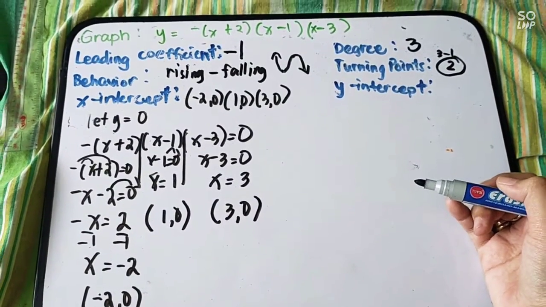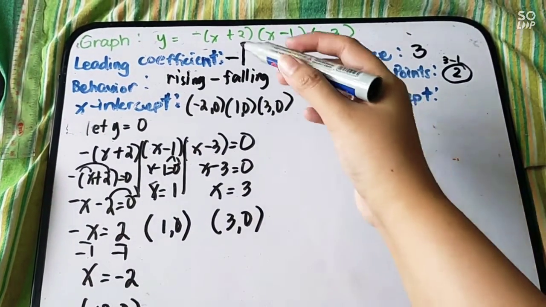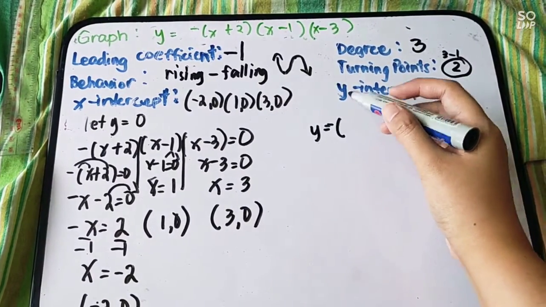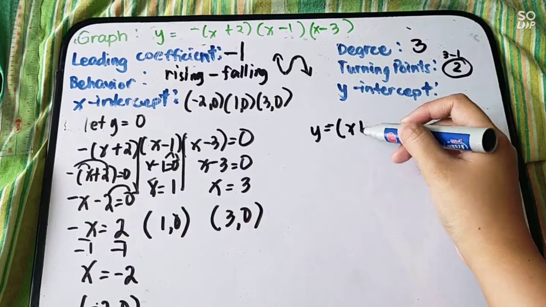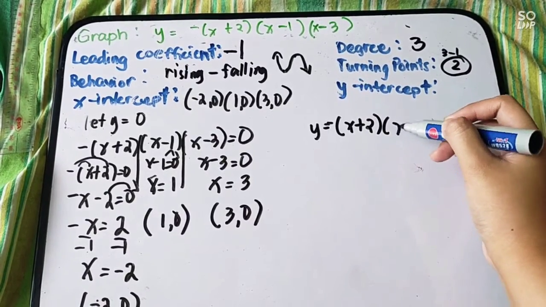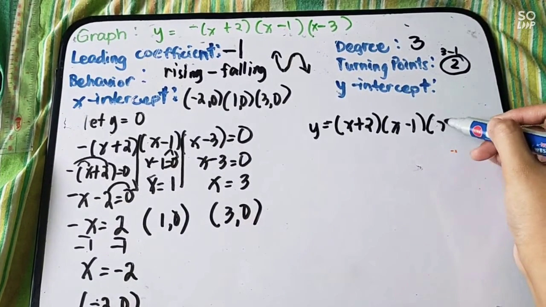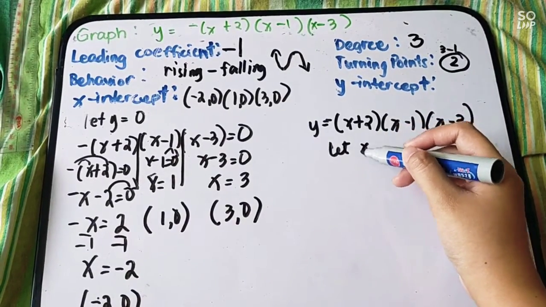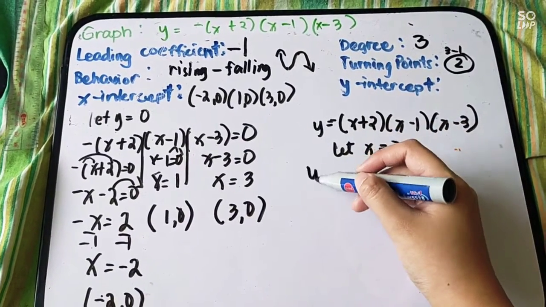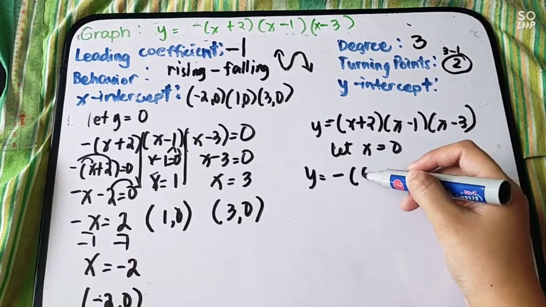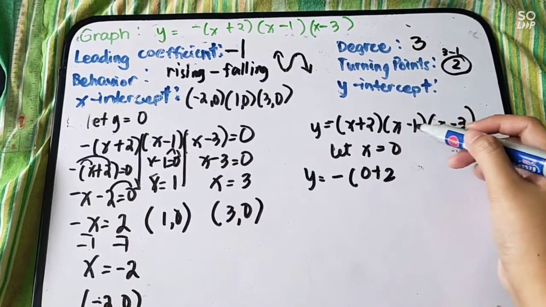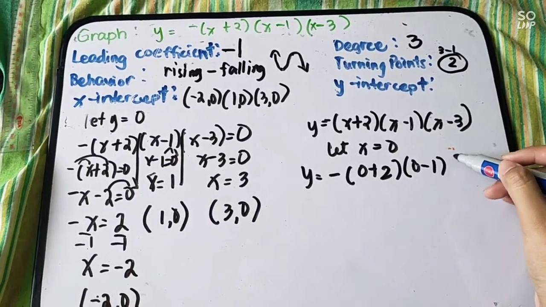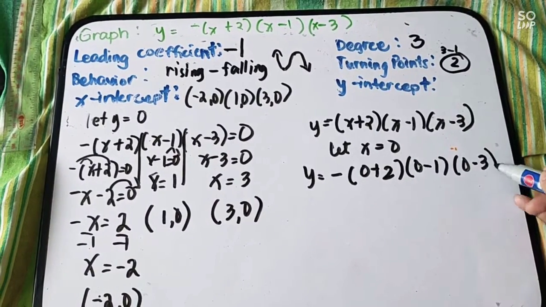Next, let us find the y-intercept. Given again, y equals negative times (x plus 2) times (x minus 1) times (x minus 3). So we are going to let x be equal to 0. So y equals negative times (0 plus 2) times (0 minus 1) times (0 minus 3). Just change all the x into 0.